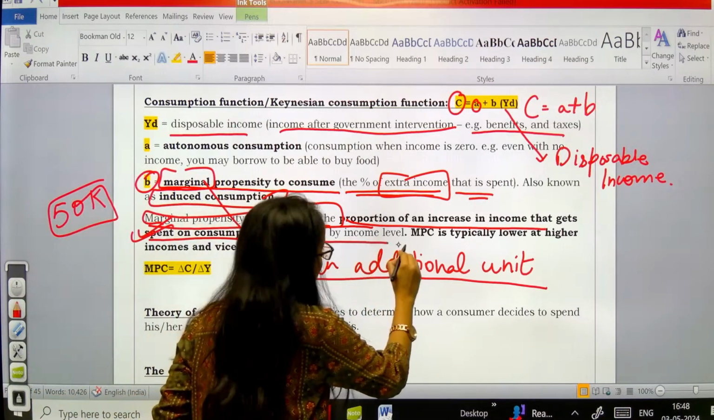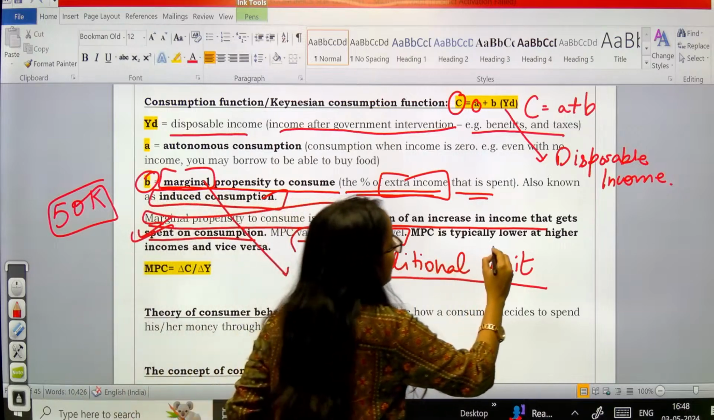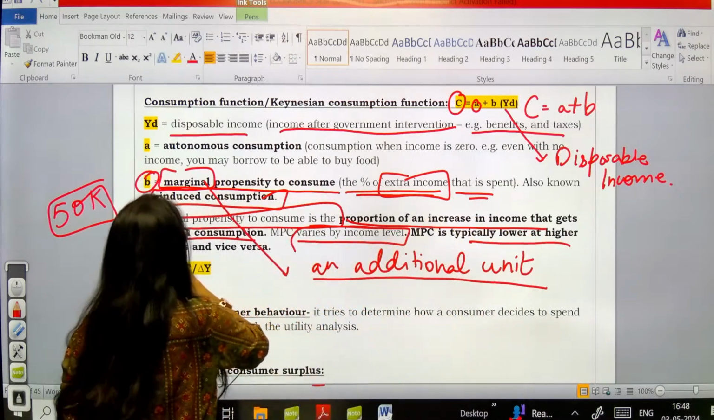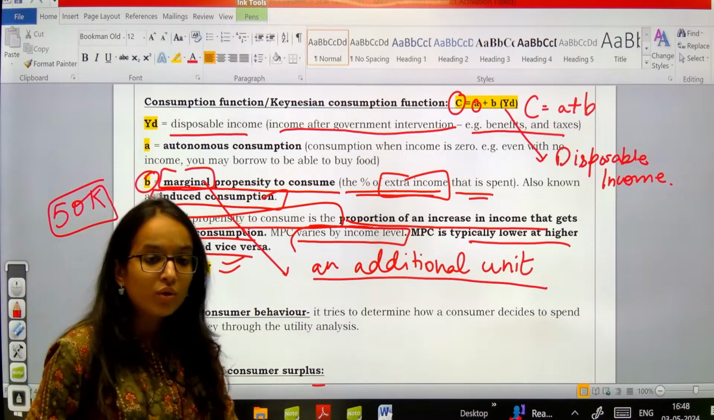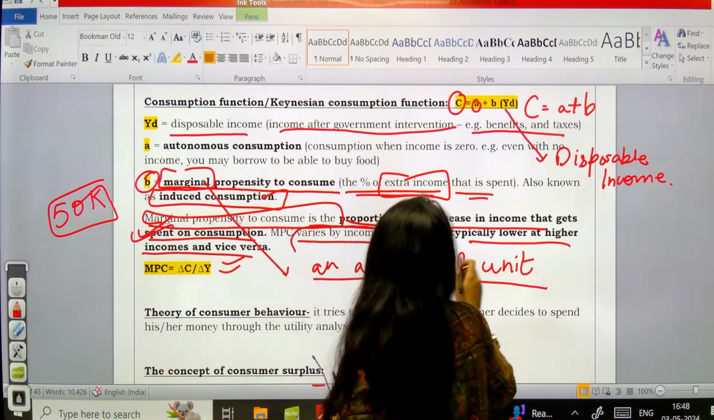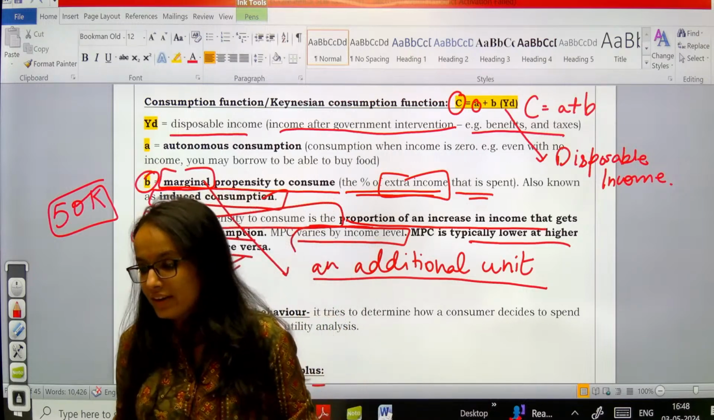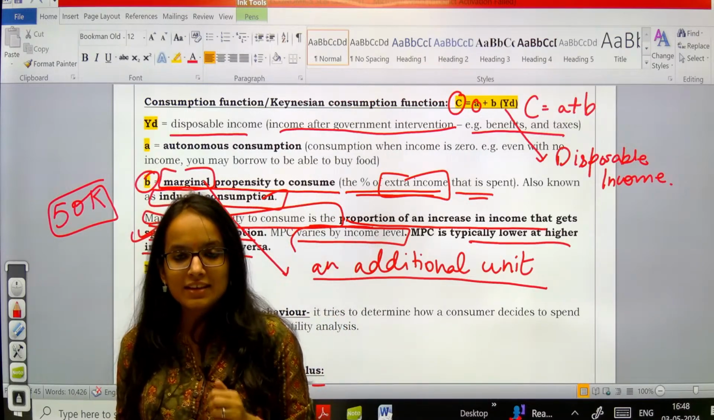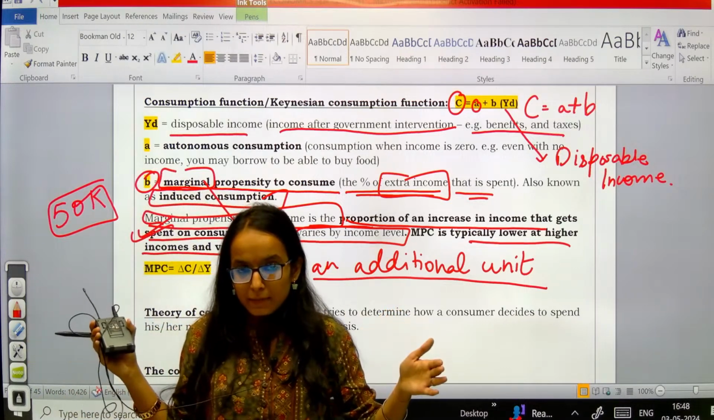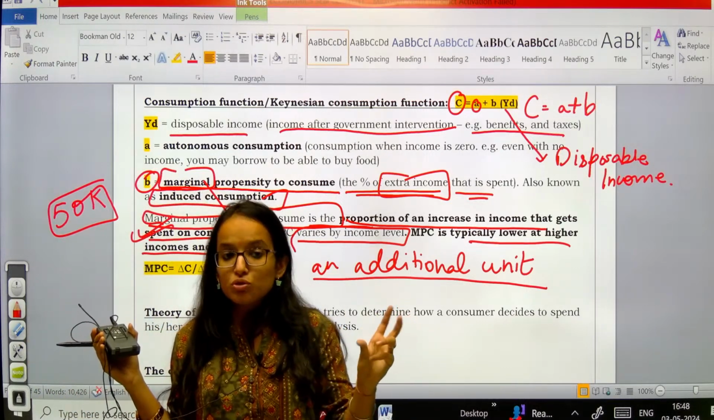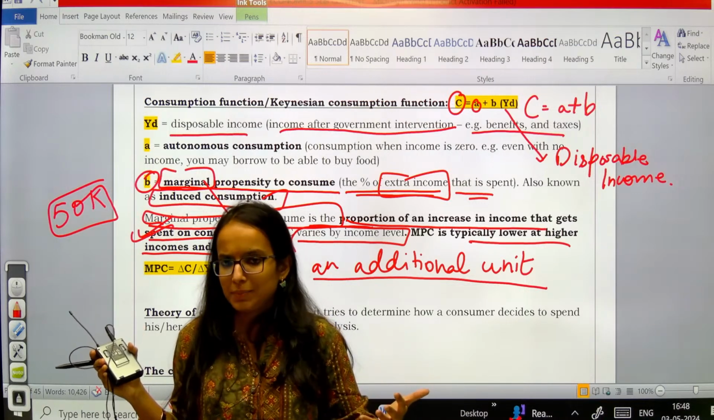MPC varies by income level, so it is dependent on income, right? Then MPC is typically lower at higher incomes and vice versa. This is very important. MPC is lower at higher incomes and higher at lower incomes. Now why is this the case? Because when you have a higher income bracket, the proportion which you spend, first of all let's try to understand, consumption is a very basic expenditure, okay?